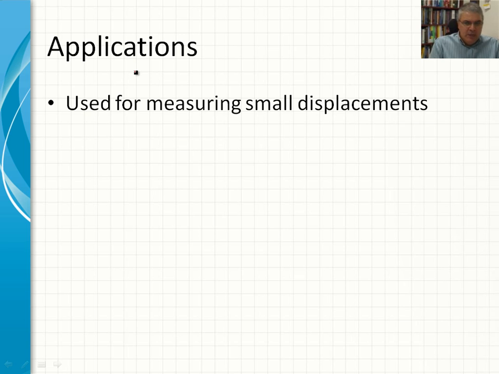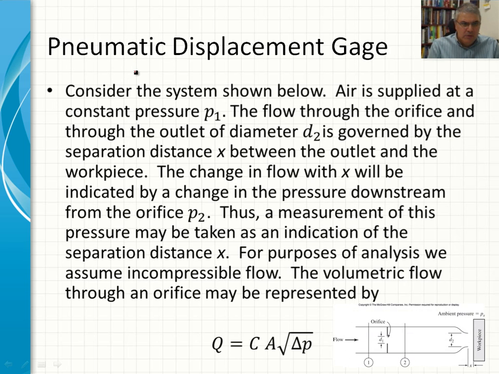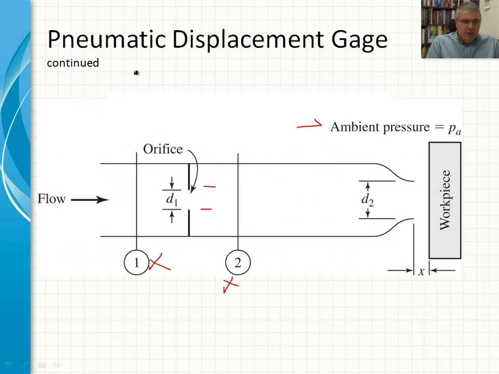So a pneumatic displacement gauge is a device that's used for measuring small displacements that may not be possible to measure using any other devices. A figure of a pneumatic displacement gauge is shown here.